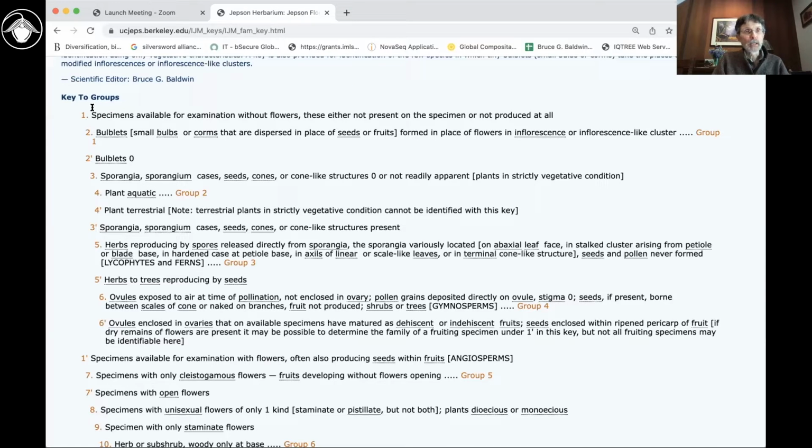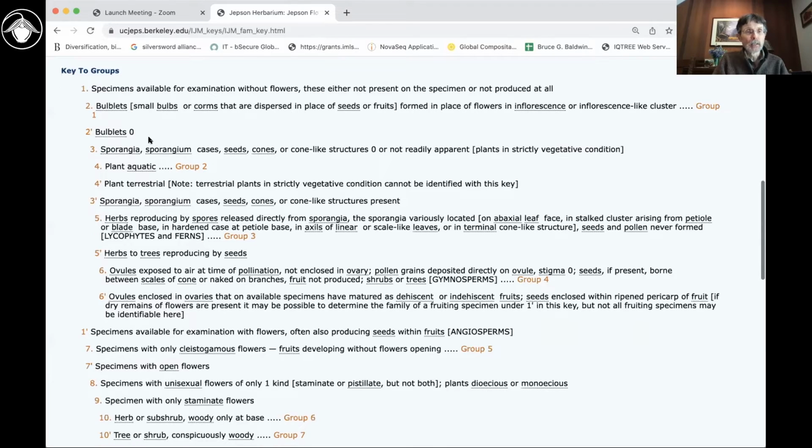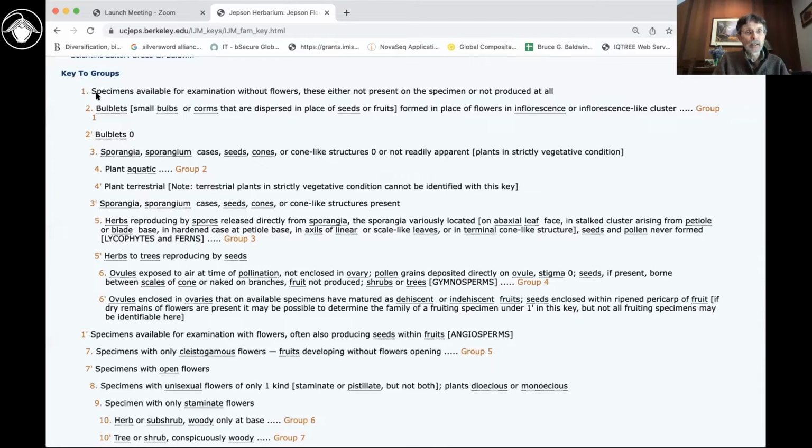But anyways, our keys in general in the Jepson eFlora and the Jepson Manual are dichotomous keys, which means that you're given a pair of choices, and whichever of those two choices you take dictates your next pair of choices until you get to your answer. So for example, here in the key to groups, these are informal groups of families. We have a choice 1 and 1 prime, and these are out at the same level of indentation here, so you can find them relatively easily.